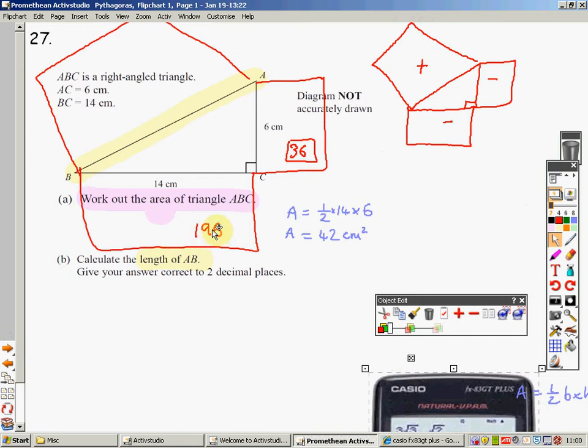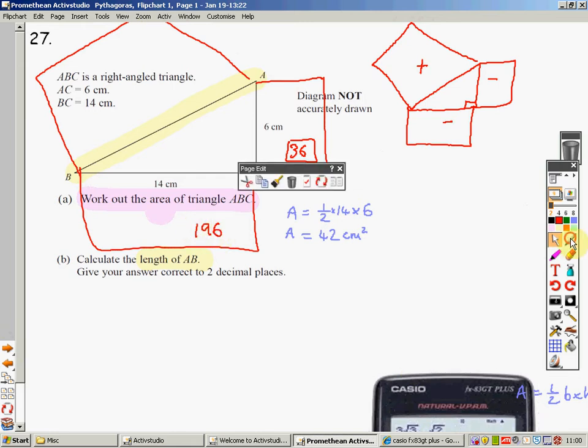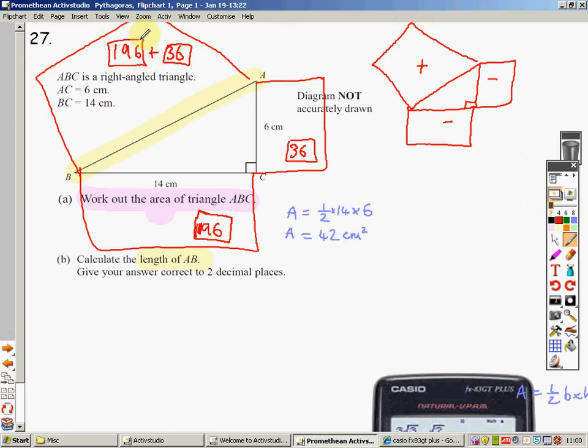Then in here, I'm going to write down that this one is going to be 196 plus the 36. Okay, I'm going to do that on my calculator now. 196 plus 36 gives me 232. So I know the square of that is 232.